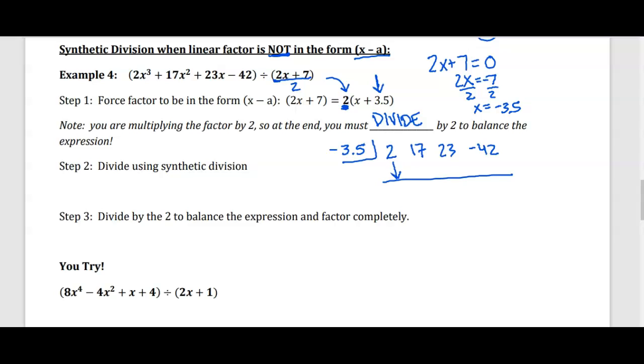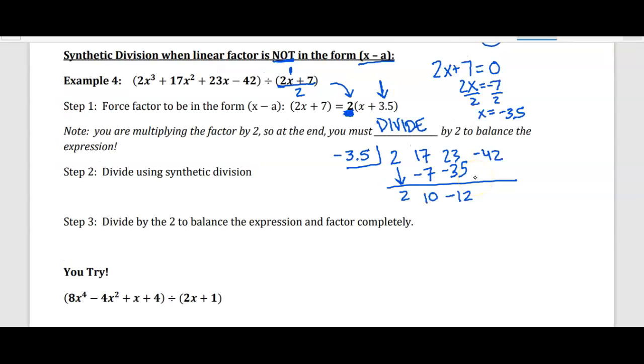You're always going to bring down your leading coefficient. Here it's 2. And then we're going to multiply, add, multiply, add. So negative 3.5 times 2 is negative 7. I'm going to add down, you get 10. Negative 3.5 times 10, I get negative 35. And I'm going to add down, and I'm going to get negative 12. And then negative 3.5 times negative 12 is positive 42.